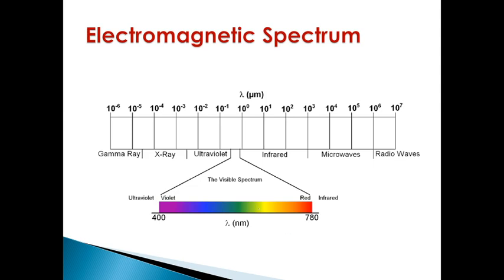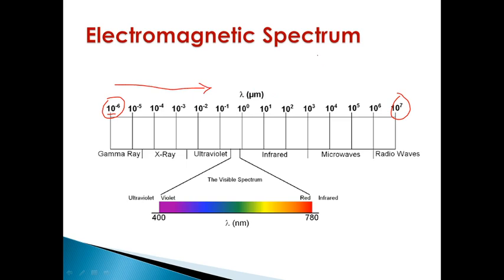So this is a simple diagram of electromagnetic radiation, where we are giving the wavelength range. The electromagnetic spectrum is a range of electromagnetic radiation which starts with gamma ray and ends with radio waves. Here we have very low wavelength, and here very high wavelength. That means from gamma ray to radio wave, wavelength increases.